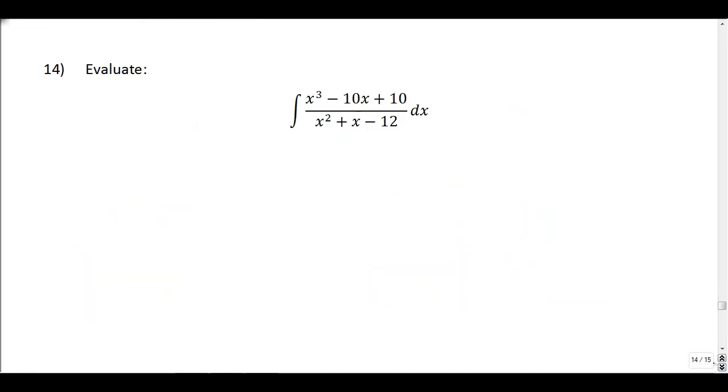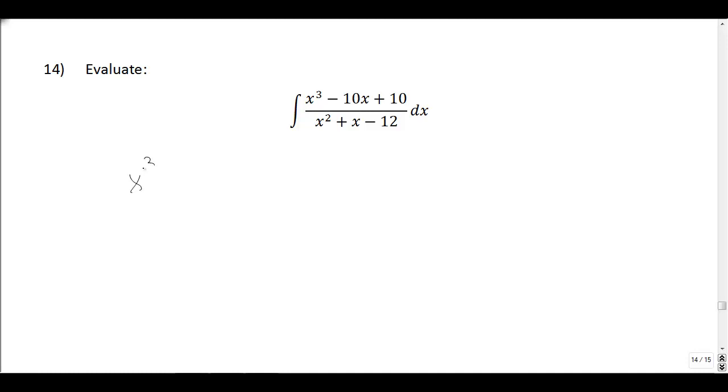Here's another one. Now this one I'm looking at and thinking this is probably going to be partial fractions here. So what I'm going to do here when I do this, first of all, I have a degree 3 polynomial on top, degree 2 on the bottom. The degree of the top is greater than or equal to the degree of the bottom. So I'm going to start off doing long division.